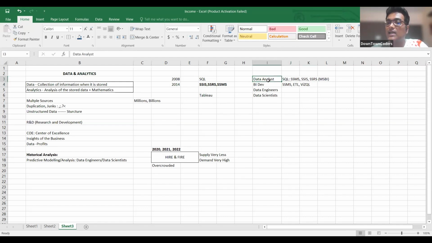Now these data analysts are also learning ETL and VizQL so that they can meet the need of the industry, because that is the need of the industry. But that doesn't mean there is no one in the industry working on MSBI. This has been happening for the last 25 to 30 years. So it's still there and it will always be there. No technology gets completely eradicated from the industry. It fades away over a period of time.